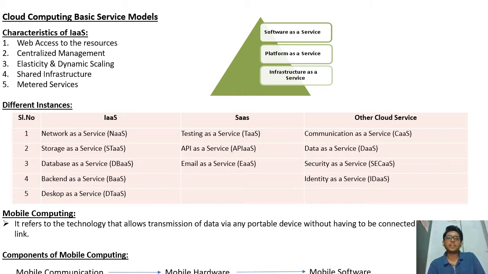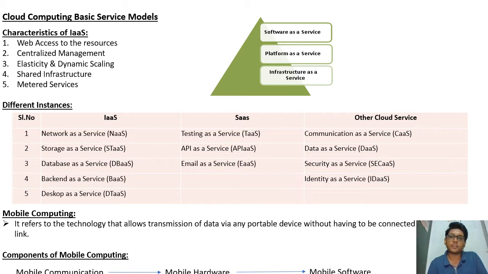Now, if they're asking different instances of IaaS, SaaS and other cloud services, we can write it in this format. What are the different instances of IaaS? NaaS. NaaS is network as a service. Second one, storage as a service. Third one, database as a service. Fourth, backend as a service. Fifth, desktop as a service.